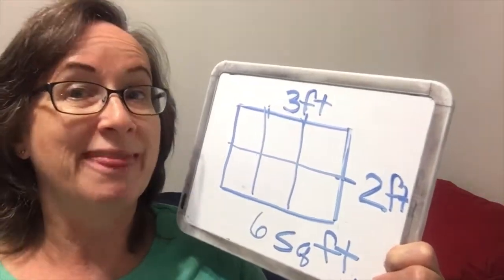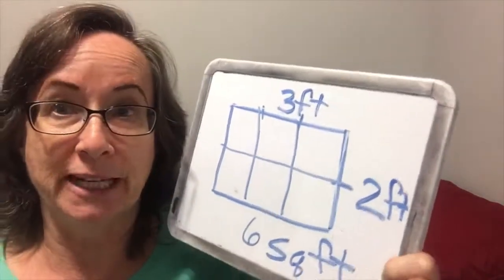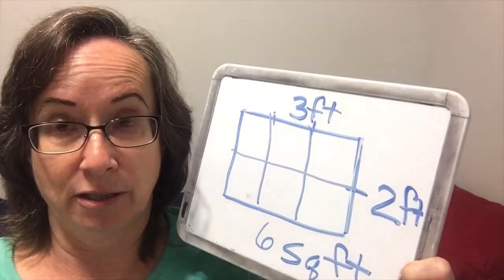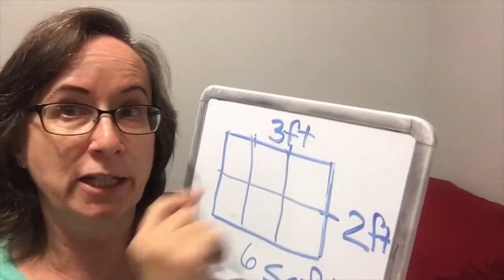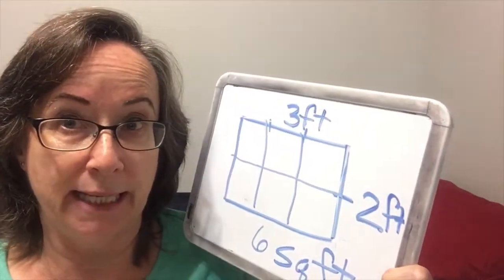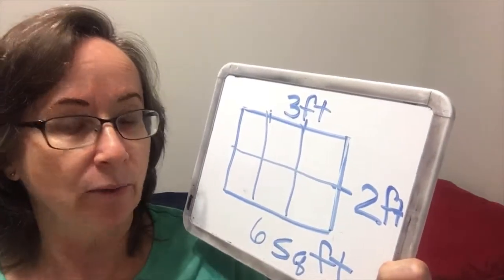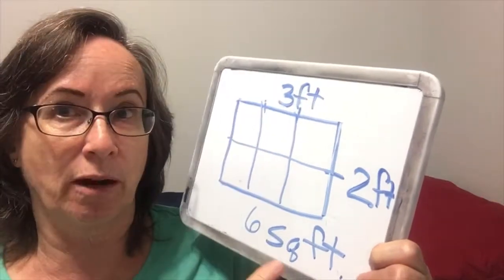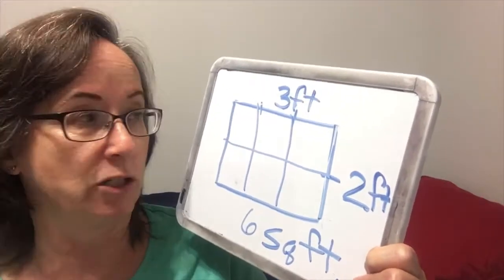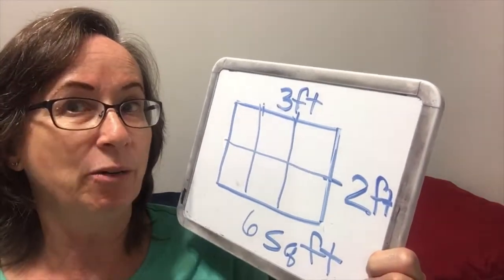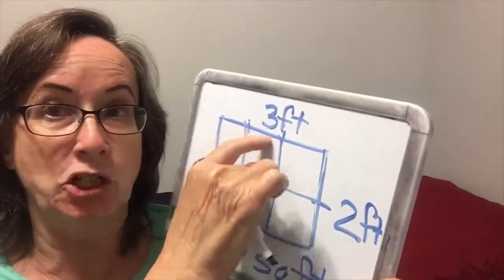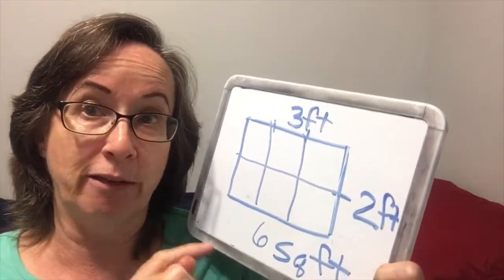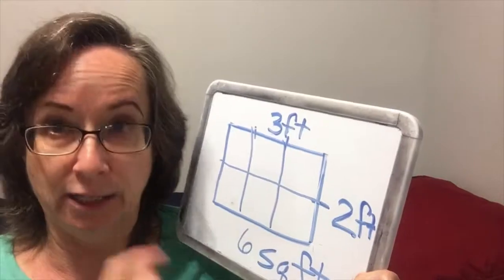But what they want to know is how many square inches we have. And our original units were not in inches. So we're either going to have to convert 6 square feet into square inches, or we can do it a little bit easier by just changing our original 3 feet into inches.